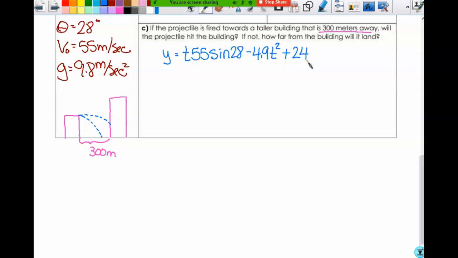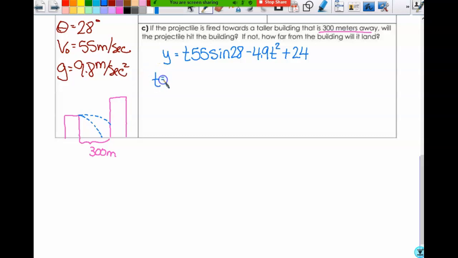So here's what I need to know. I need to know when this would hit, so basically, is it going to hit the ground within that 300 meters? So I need to know, once I launch it off of here, when would it actually hit the ground? That's what I need to know. So when y is 0, I need to solve for t.